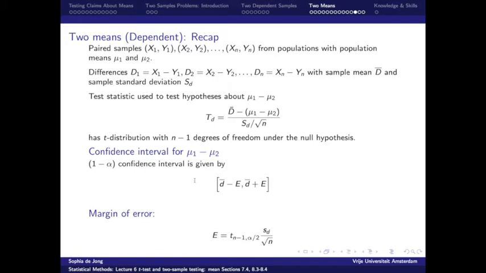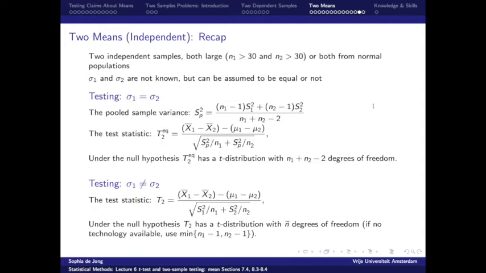A 1 minus alpha confidence interval for mu1 minus mu2 is given by the observed sample mean of the differences minus the margin of error, and on the right side plus the margin of error, where the margin of error is equal to the t-value at a significance level of alpha over 2 for a t-distribution with n minus 1 degrees of freedom times the standard deviation of the differences divided by the square root of n. This is about dependent matched pair samples.